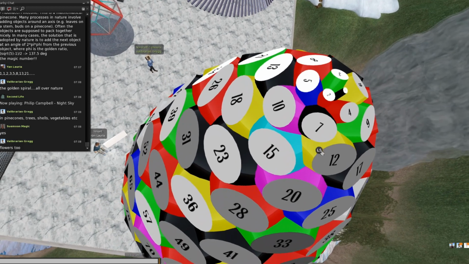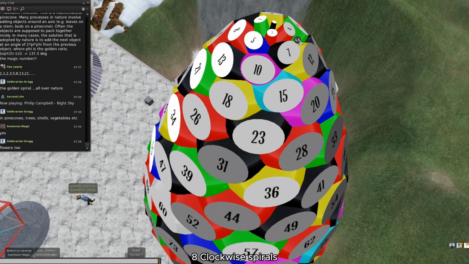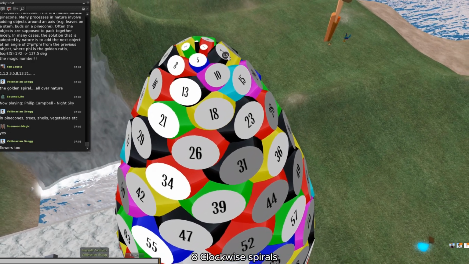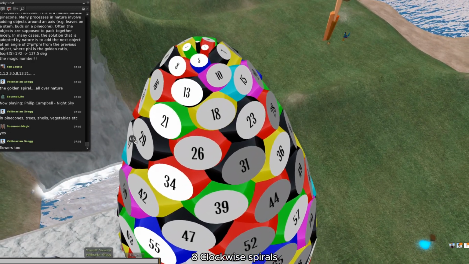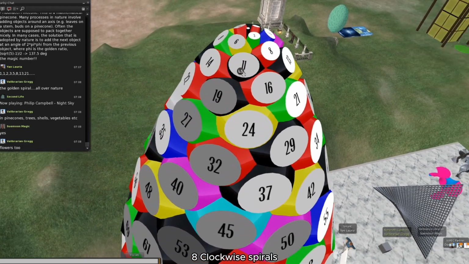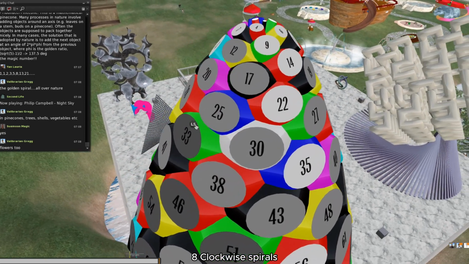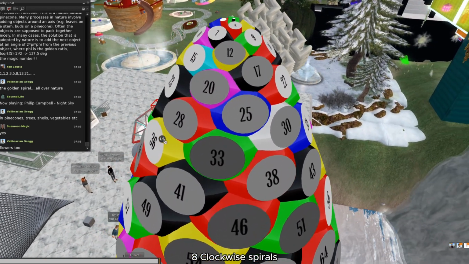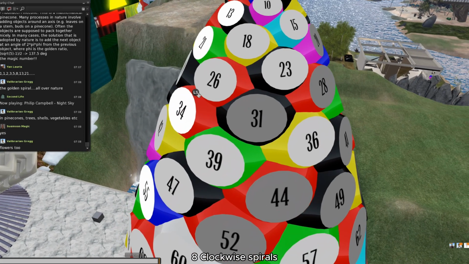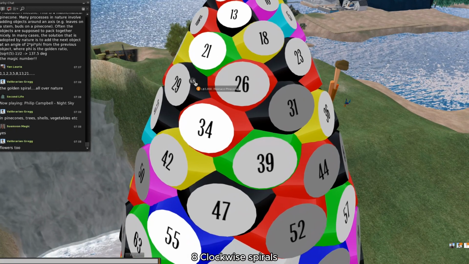And you can see spirals. So, for example, you see one spiral: 1, 10, 13, 21, and 2, 3, 4, 5, 6, 7, 8 spiral. So 8 is a Fibonacci number.